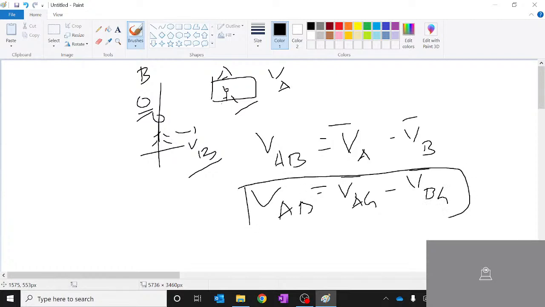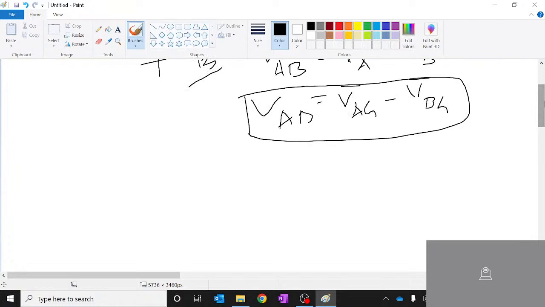Velocity of A with respect to B is nothing but velocity of A minus velocity of B. The moment you change the observer, let's say I make A the observer. So I am observing from A, I want to see B. So velocity of B with respect to A is nothing but velocity of B minus velocity of A. Clear? As simple as that.